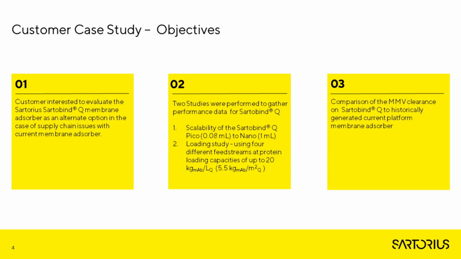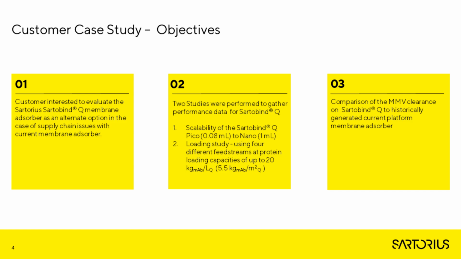So our customer had three objectives. The first objective was to evaluate the Sartobind Q membrane adsorber as an alternate option in case of a supply chain issue with their current membrane adsorber. The second objective was to gather performance data for Sartobind Q. And this customer had no experience using the Sartobind, and virus clearance capability was their main interest.